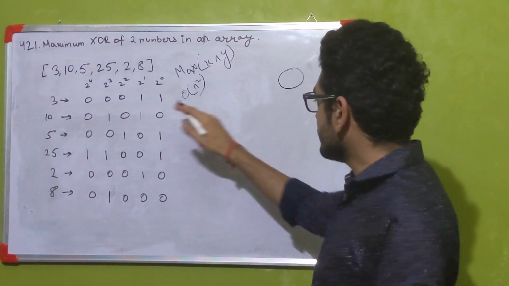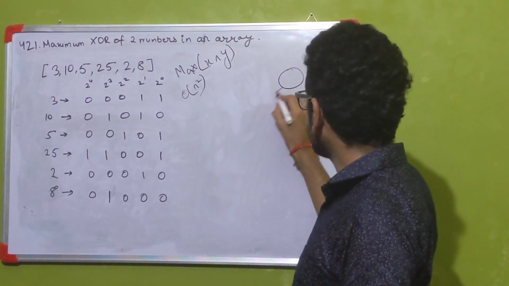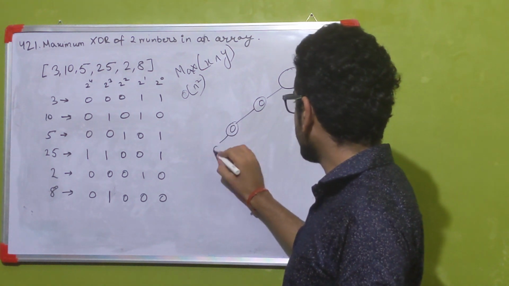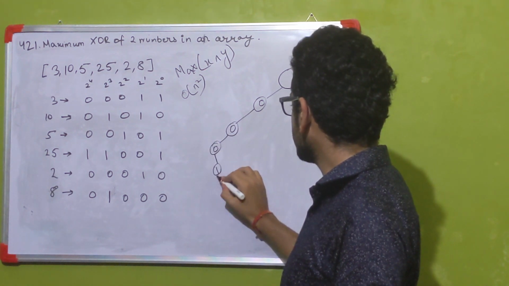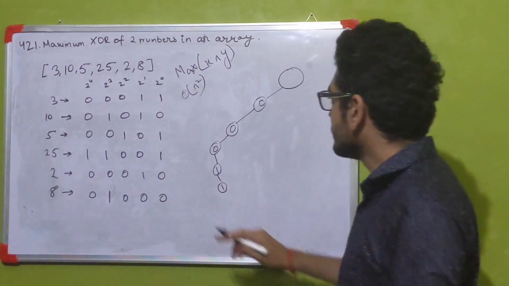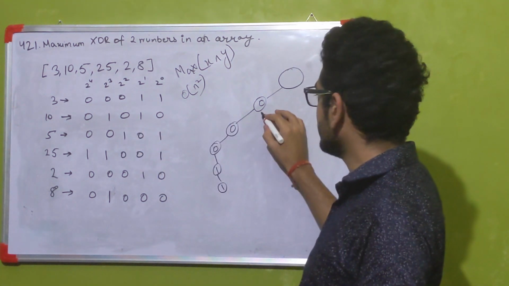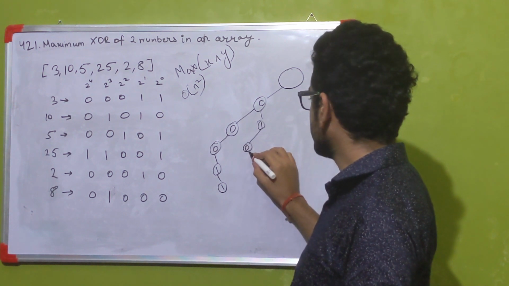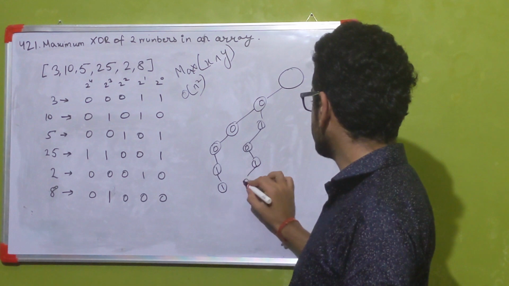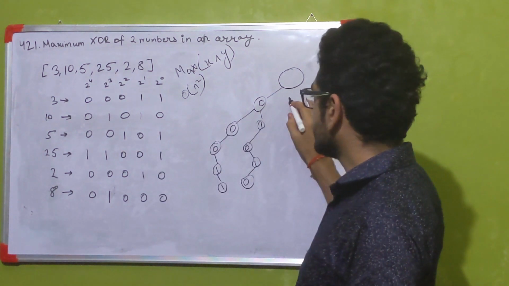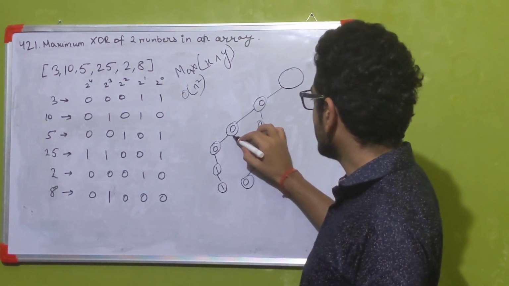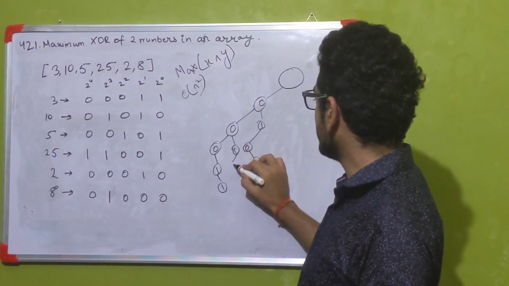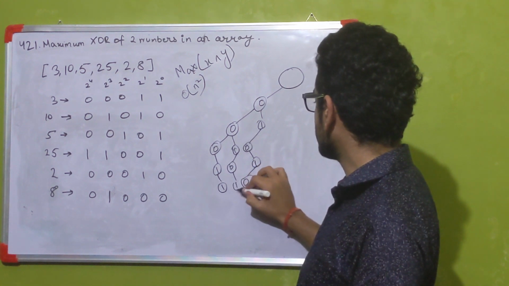So let's try to represent 3 first. The first digit is 0, again 0, then 0, then we have a 1 and then 1. Now we go to 10: 0, 0, 1, again a 0, then 1, then 0. Now 5: 0, 0, we move to 1, then 0, then again 1.